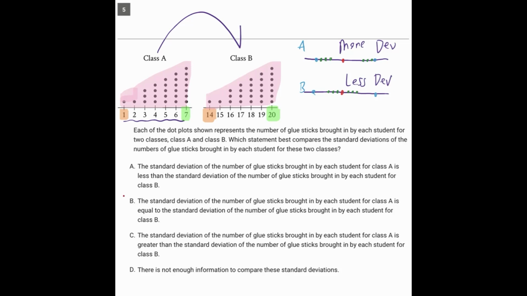And the answer that says that is answer choice B. It says the standard deviation for class A is equal to the standard deviation for class B.